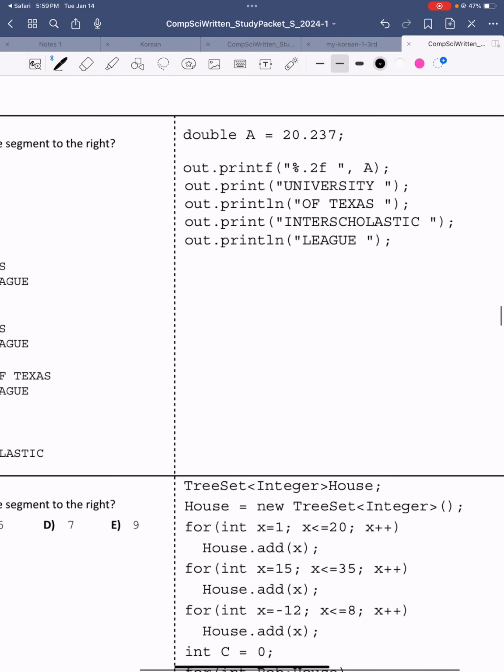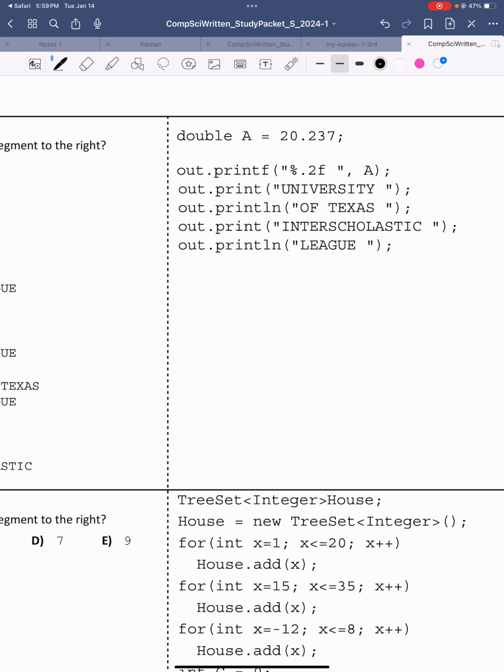This one, we get formatting. Point 2 F just means formatted to 2 decimals, 2 places after the decimal. So 2, 3, but there's a 7, so it's actually going to be 20.24. A is the float, right? The floating point. There's no new line, so it's going to be 20.24, and then we're going to print university right next to it.